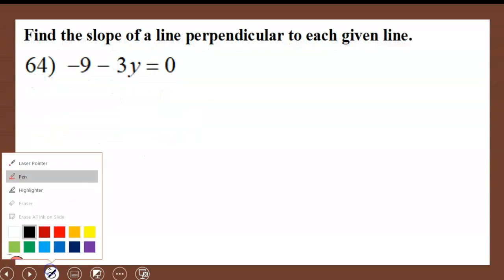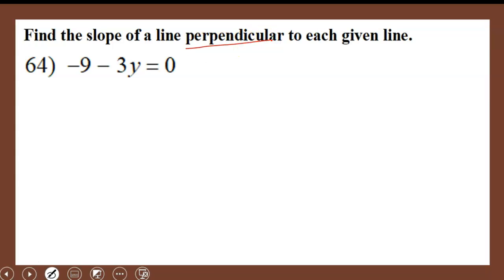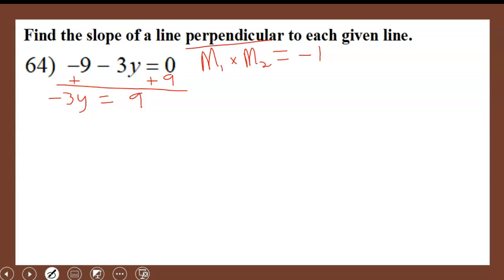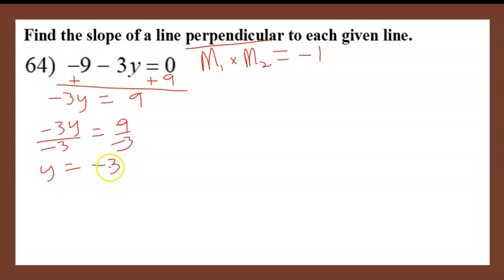Right, now we're going to find about perpendicular again. The slope of the first one times the slope of the second one must equal negative 1. But let's solve for y first so we can find the slope of the first line. So to solve for y, we're going to add 9 to both sides. So negative 3y equals 9. And then we're going to divide both sides by negative 3. So y equals negative 3, because 3 goes into 9 3 times, and positive divided by negative is negative.